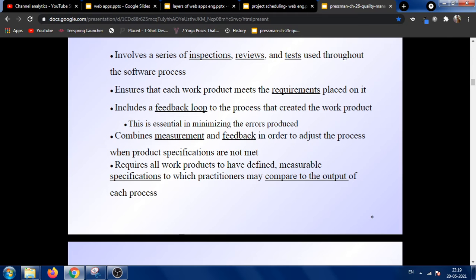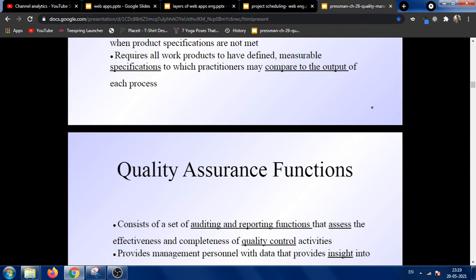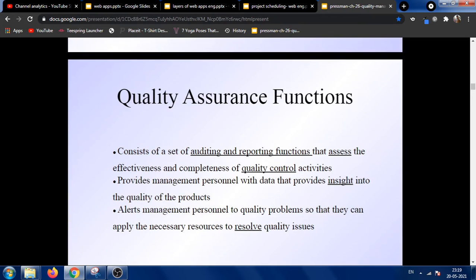It requires all the work products to have defined measurable specifications to which the practitioners may compare the output of each process. So every process has to be checked against the specification as well as the output received from each process. Actually, what is each process? We always divide the whole process into sub processes. So at every sub process we can have the quality control check.